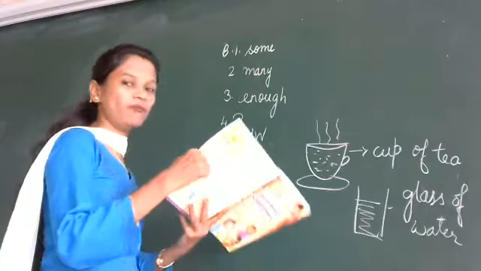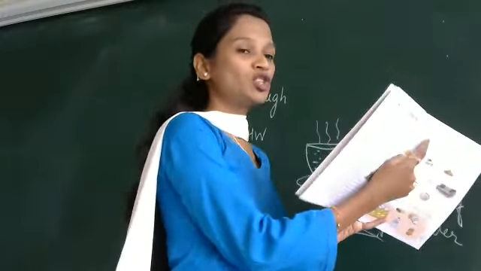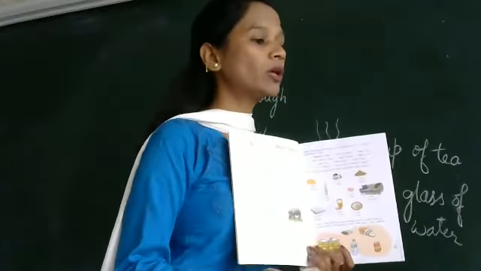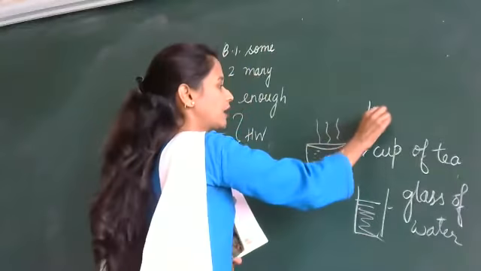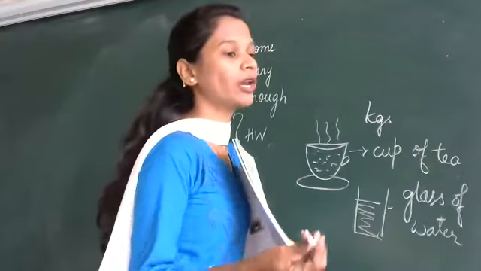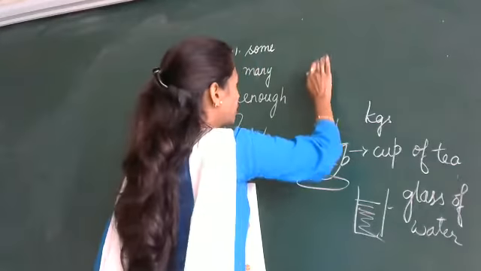Then, in the same way, whatever examples I'm giving you, you have it in your book. For sugar, you say 1 kilogram of sugar or 2 kilograms of sugar. That is called kgs. Okay, the next you have a bar of chocolate. Most of you must have eaten Dairy Milk. You have seen this chocolate like this.